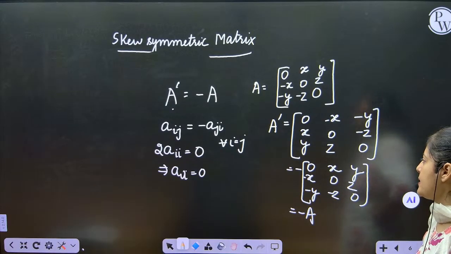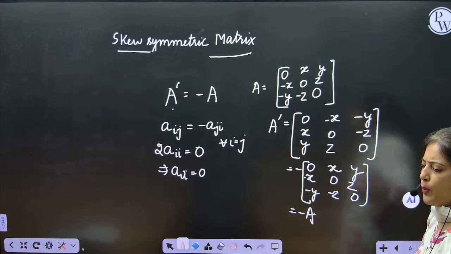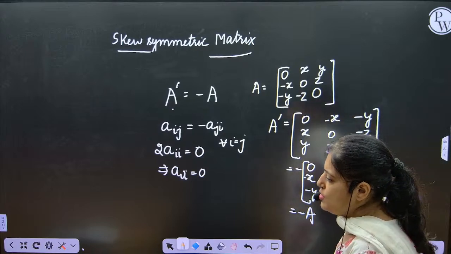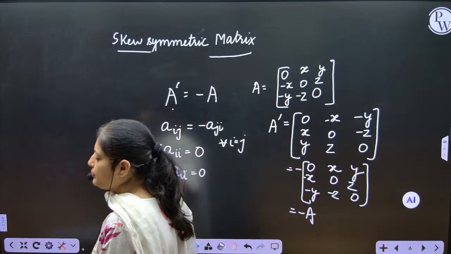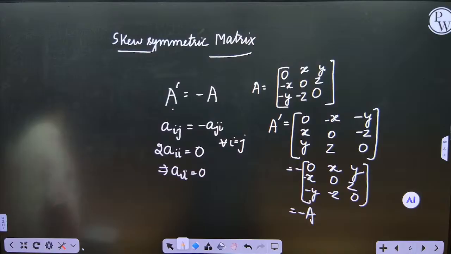I hope I'm clear till here to everyone. We'll do the questions. So many things we have to do. This is just the beginning. So many questions we'll do on this basis.